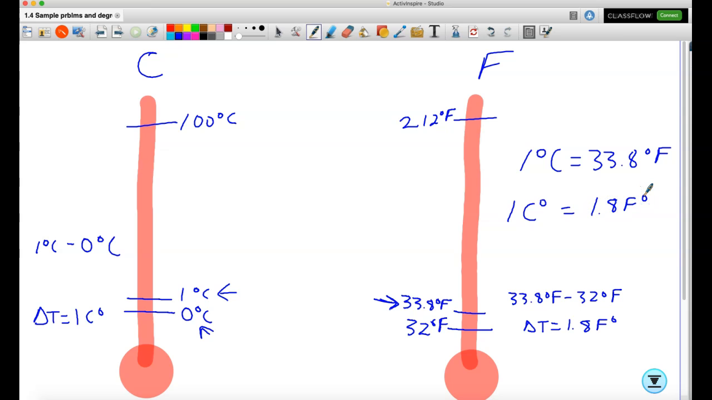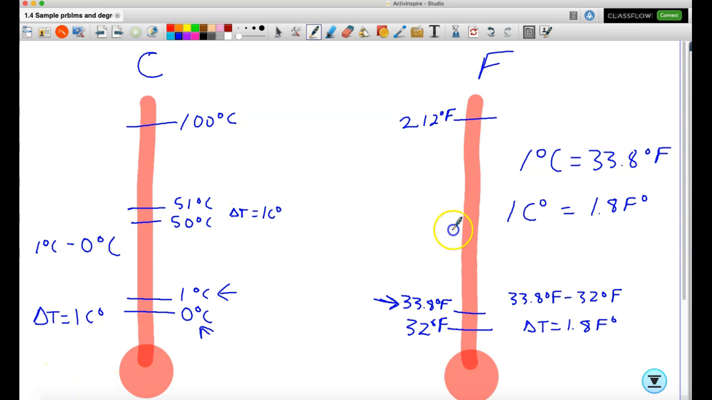So if we look at another example, let's pick something in the middle of the scale. Let's say I move from right here, which looks pretty much in the middle, 50 degrees Celsius, and I go up to 51 degrees Celsius. That means the difference, my delta T right there, again is 1 Celsius degree. Well, what is it in Fahrenheit then? What is my temperature difference in Fahrenheit?